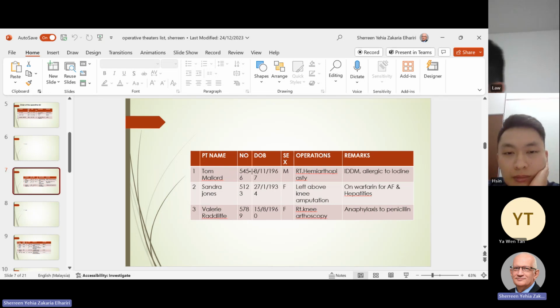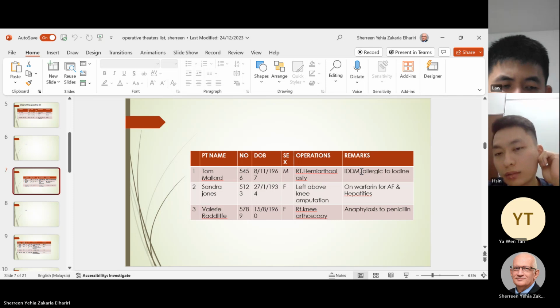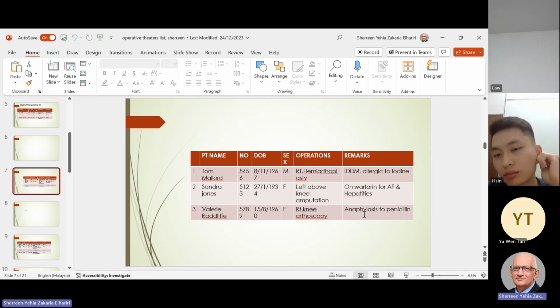The first case is right hemiarthroplasty, insulin-dependent diabetes mellitus. So we start with it because this patient is diabetic. Forget the allergy to iodine. So here, first case is the diabetic patient. Second case is the patient with knee arthroscopy, which is a minor operation. And the last case is the above knee amputation.